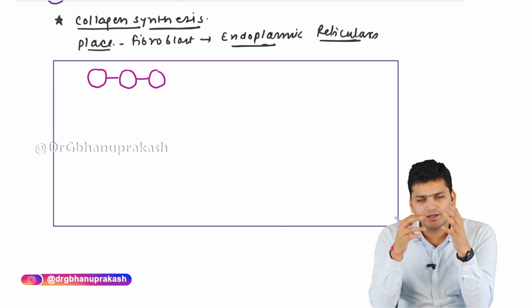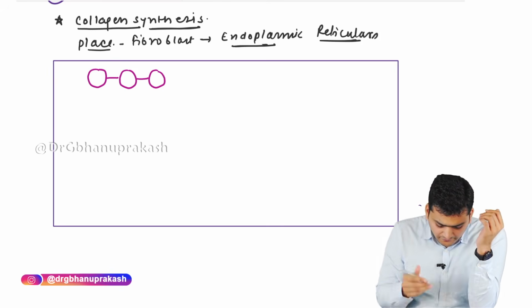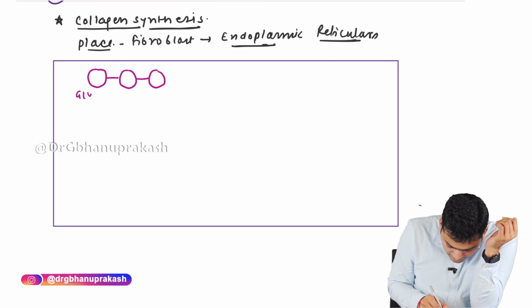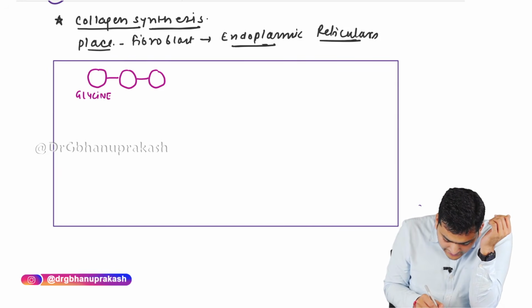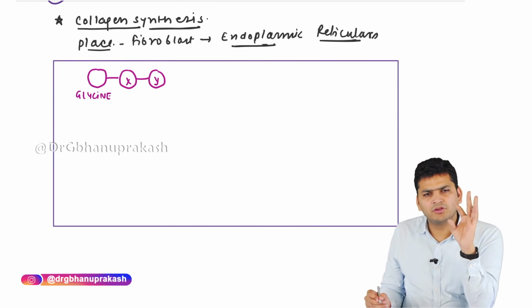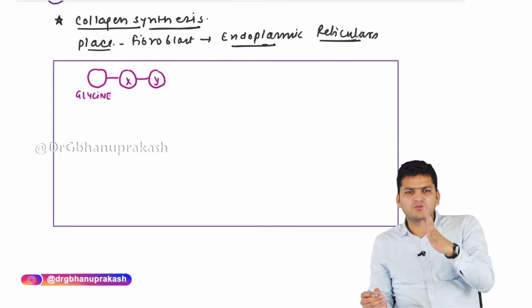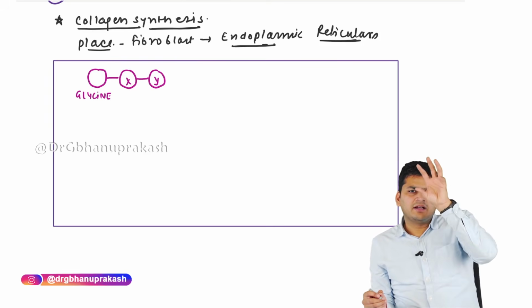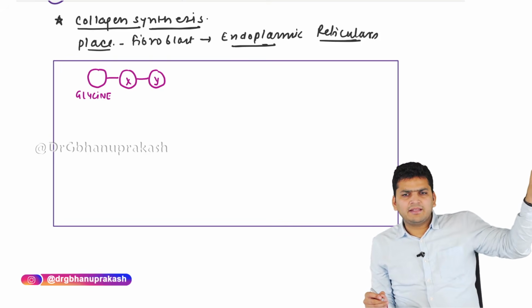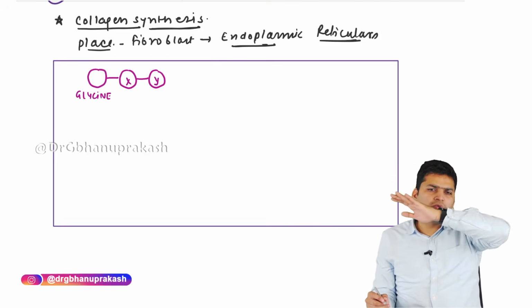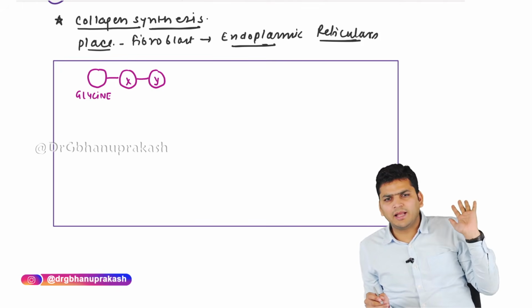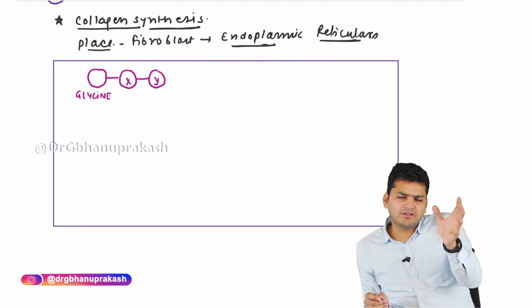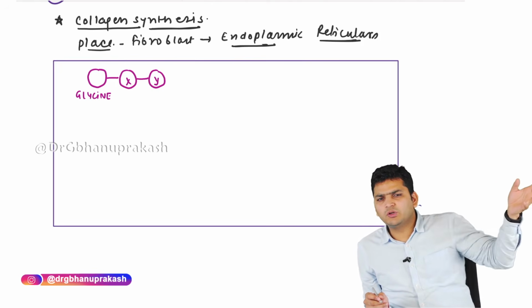So when it comes to collagen, there are 3 amino acids. The first one is glycine. The second one I am writing as X, and the third one I am writing as Y. They may be different, but every third amino acid is going to be glycine. So it will be like this: glycine X Y, again glycine X Y, glycine X Y, and so on. We'll make a chain of amino acids, and every third amino acid is going to be glycine. The second and third may be different, but every third is going to be glycine.